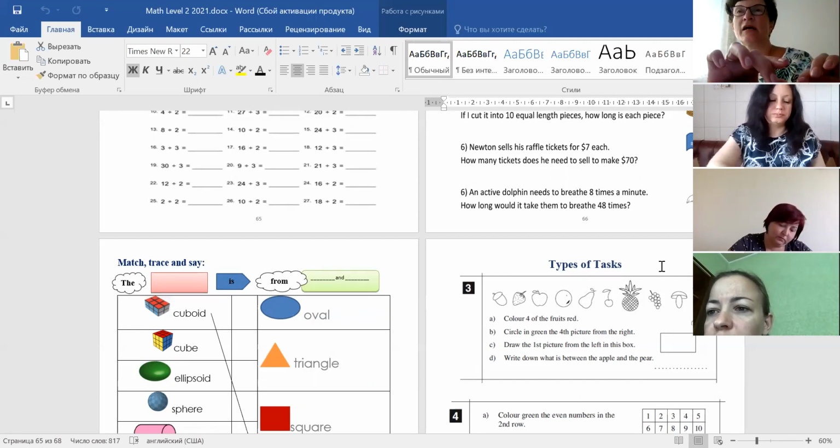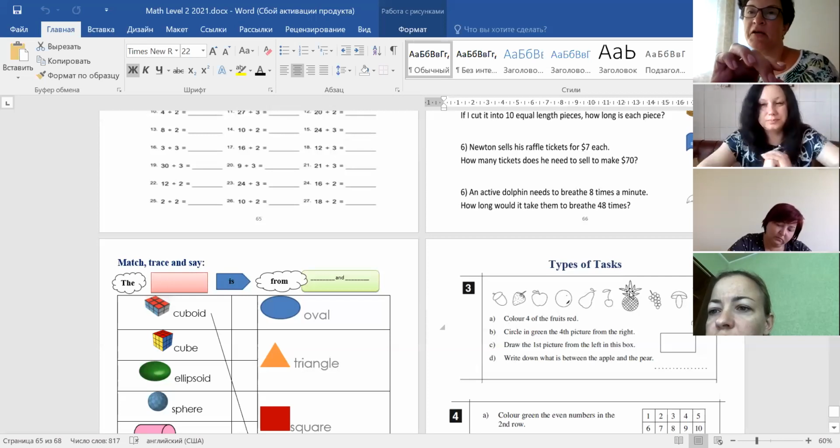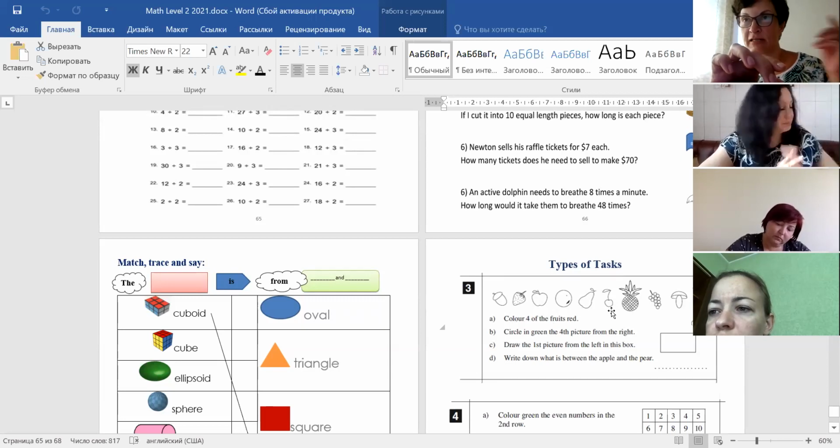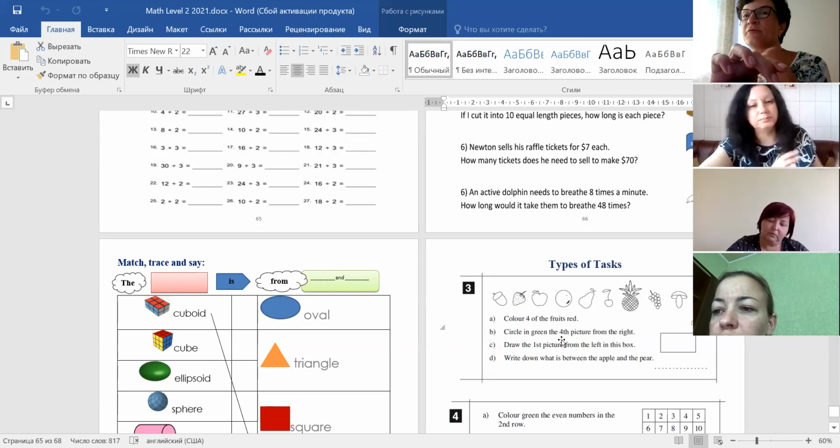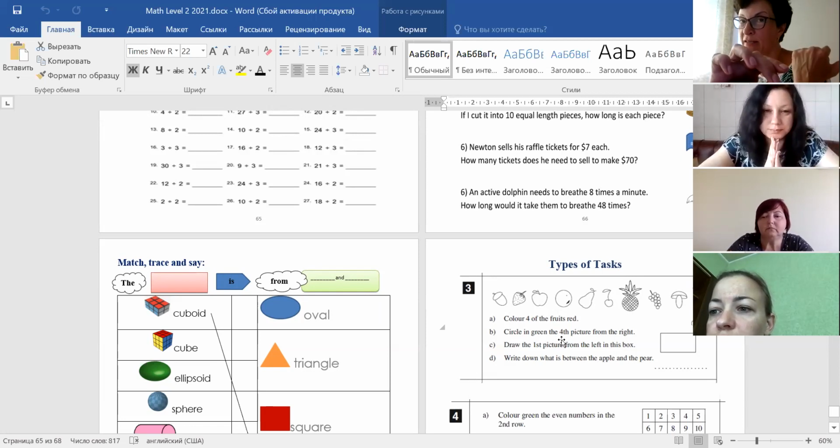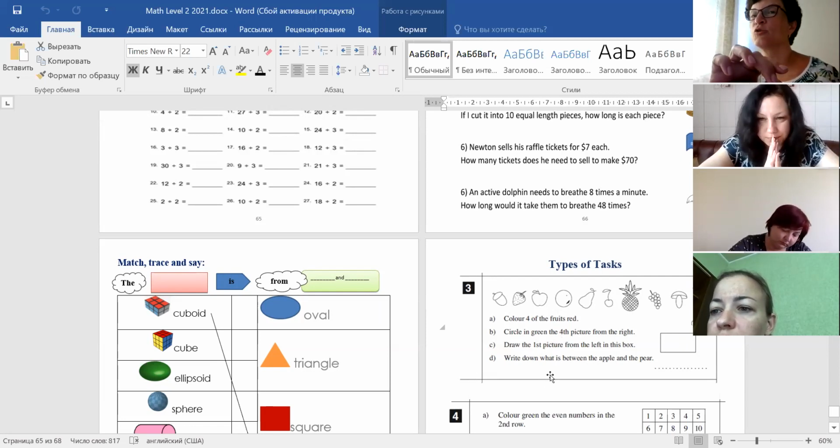I just copied a couple of tasks here. They are like, imagine, color 4 of the fruits red, which is already step 1 of fractions. Circle the 4th picture from the right. Draw the first picture from the left in the box, and write down what is between the apple and the pear.